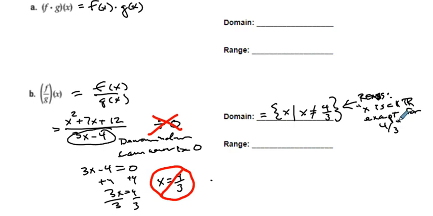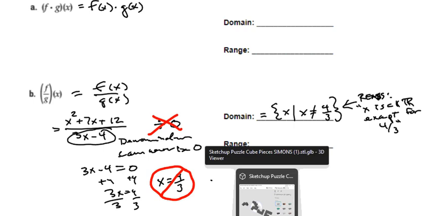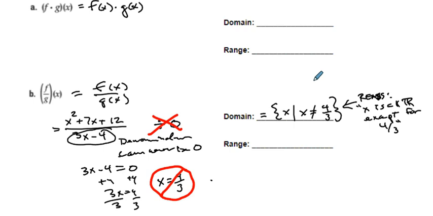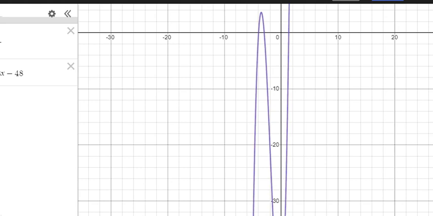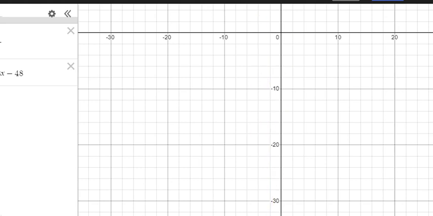It's a very specific case. 4/3 is a specific number, and that's how that works and how we approach this. That's the easiest way to think about it. Now we're going to look at the range, and the range for this is kind of crazy. So let's put this in, and I have it entered in already. I'm going to get rid of this one.